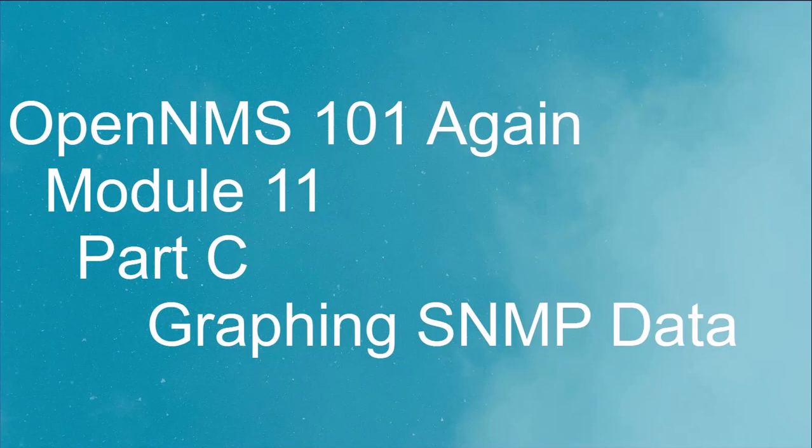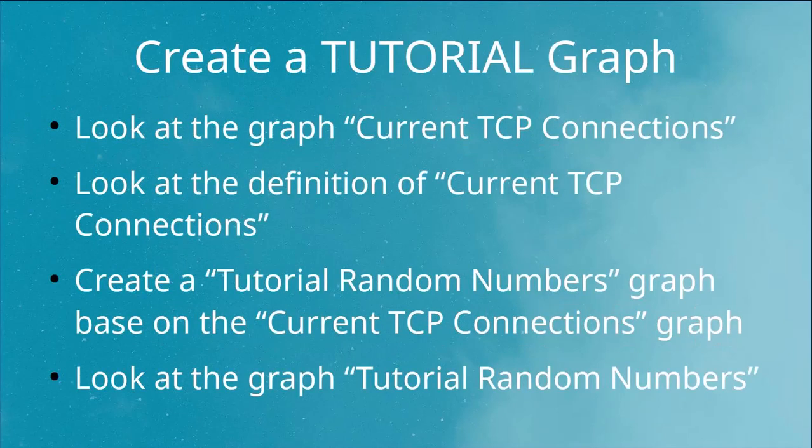This is OpenNMS 101 again, Module 11, Part C, Graphing SNMP Data. Create a graph of the Tutorial 1 metric created in Module B. Graph definitions are kept in the OpenNMS home/etc/snmp-graph.properties.d directory. Use the graph Current TCP Connections as the template. This is largely a copy-paste, search and replace operation.